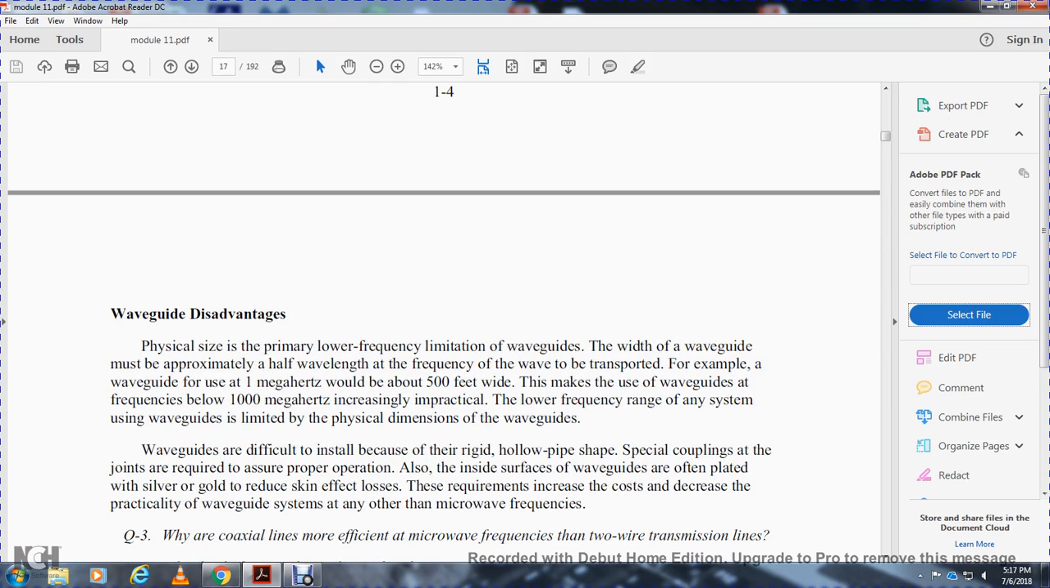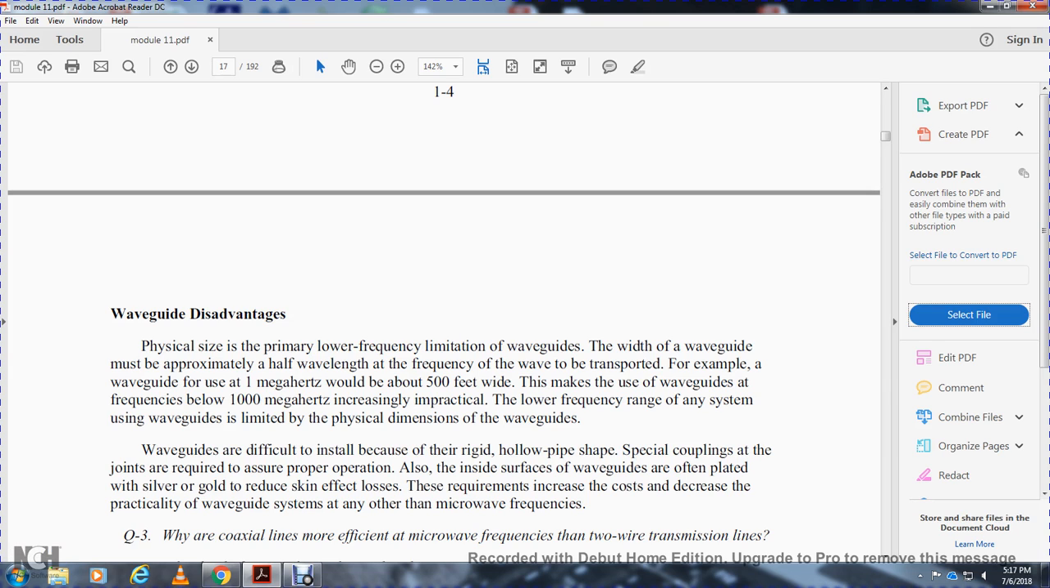Waveguide disadvantages. The physical size is the primary lower frequency limitation of the waveguide. The width of the waveguide must be approximately half of the wavelength of the frequency of the wave to be transported. For example, a waveguide used at 1 megahertz would be about 500 feet wide. This makes waveguides at frequencies below 1,000 megahertz impractical. The lower frequency range of any system using waveguides is limited by the physical dimensions of the waveguides.